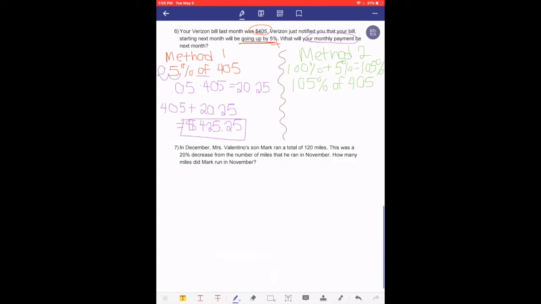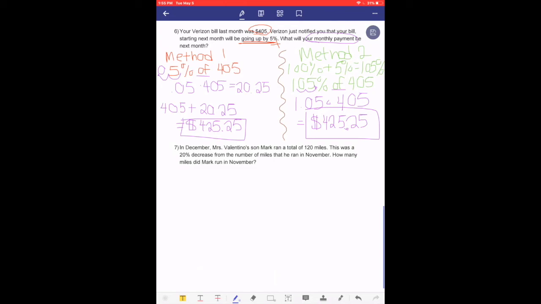So we need to convert the percent to a decimal. So I put in my decimal place, which is behind the 5 at the end. Move it over 2 places. I have 1.05. Of means that I multiply. And then we're going to bring down the 405. So in your calculators, you're typing in 1.05 times 405. And when you do that, you're going to get $425.25. So notice we get the same answer no matter which method we use, and you can choose which method you want to do.